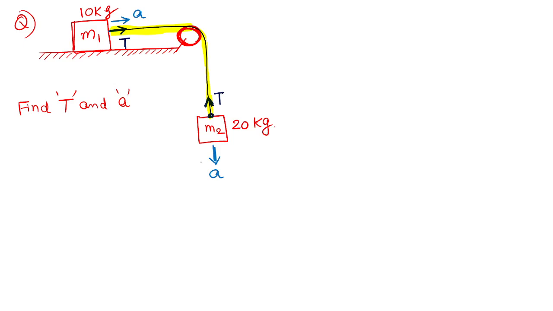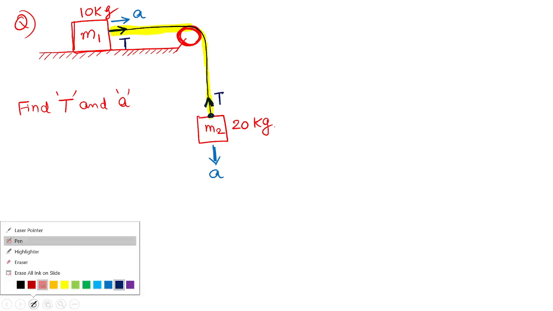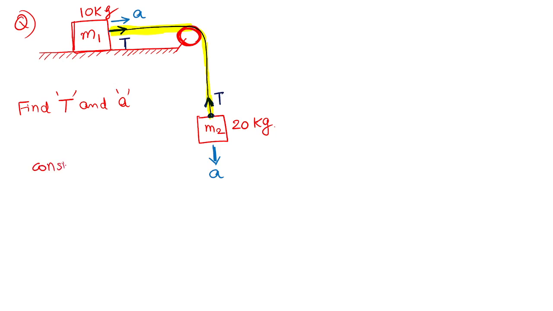So I want acceleration and tension. Let us consider M2 or M1, anything you can consider first. Let us consider M2. You know how to find the acceleration of a body: the net force divided by mass. M2 experiences a downward force, its weight. Weight will be there. It is M2g. M2g is the weight of the body.